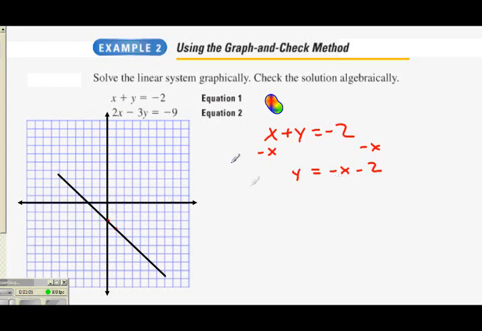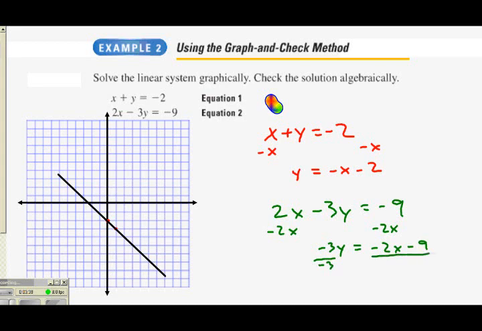Now I'm going to take my other equation, equation number 2, which is 2x minus 3y equals negative 9. Again, I'm going to rearrange this to y equals mx plus b form. In order to do that, I'm going to add a negative 2x to both sides. That gives me negative 3y equals negative 2x minus 9. Now I'm going to divide by negative 3, and divide this whole entire thing by negative 3. Not just one term, but all the terms by negative 3.